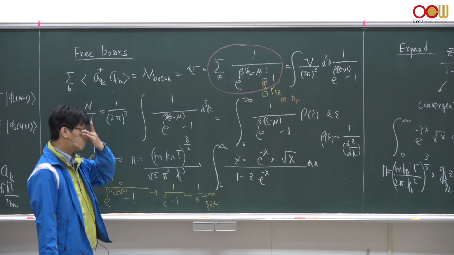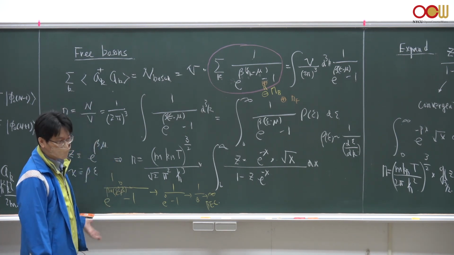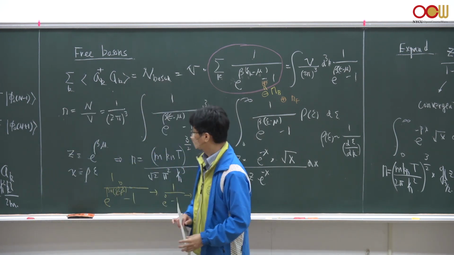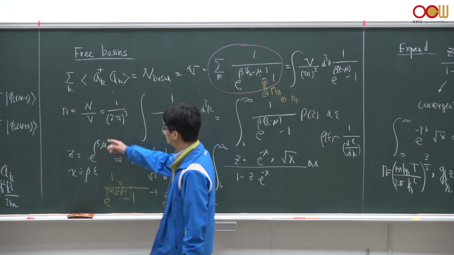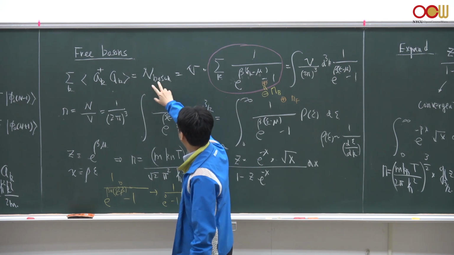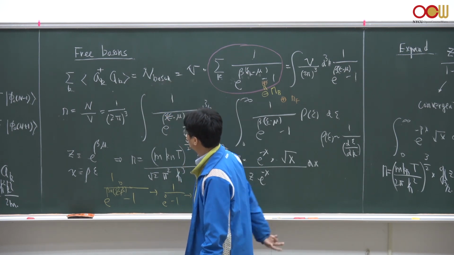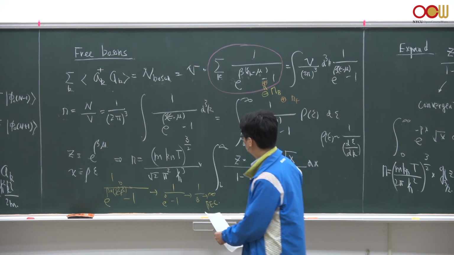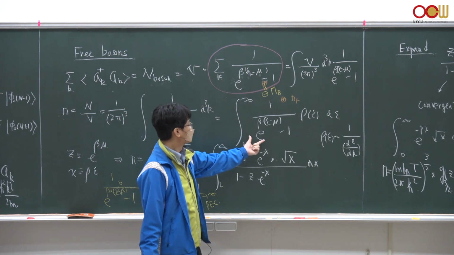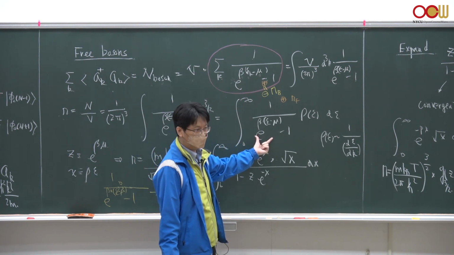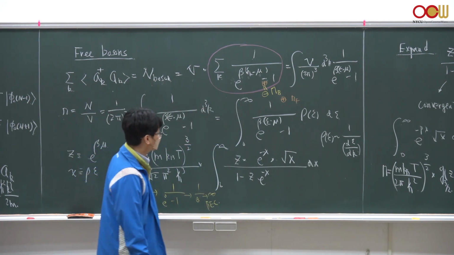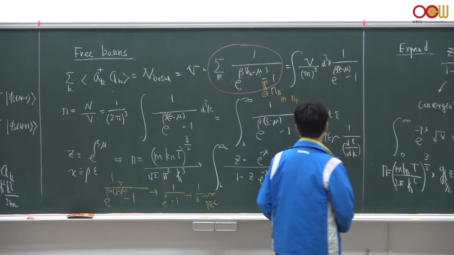Now let's more rigorously derive such a divergence. We could define the number density per unit volume, little n, as the total number of bosons divided by the volume, and you could use this Bose-Einstein distribution function and re-express this in terms of an energy integration, where you insert the density of states rho of epsilon in this energy integration.